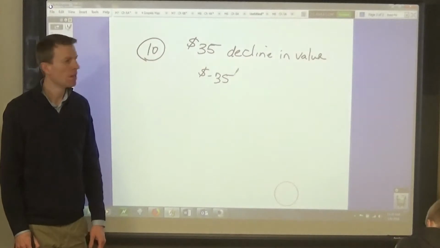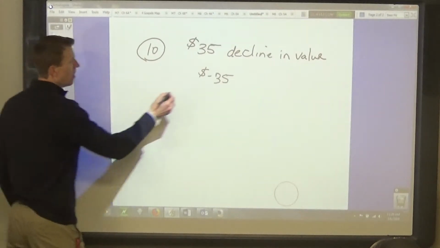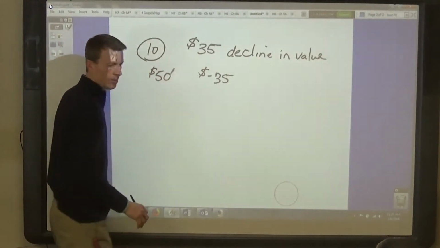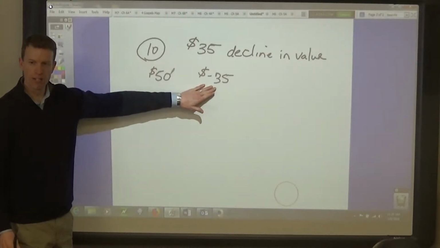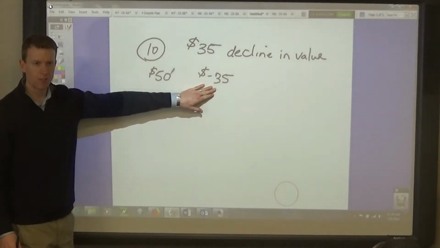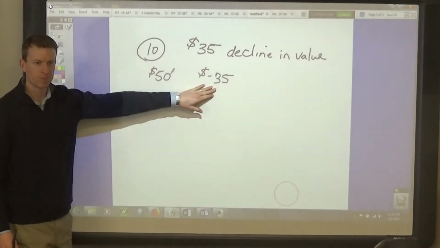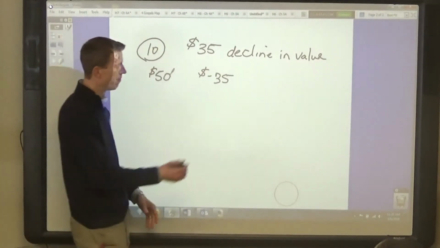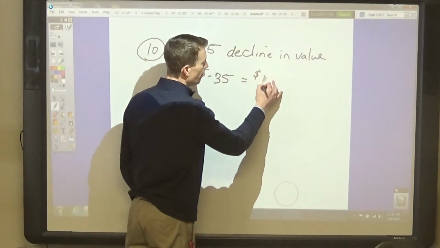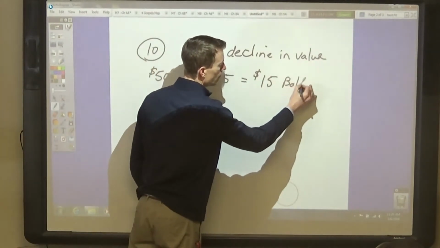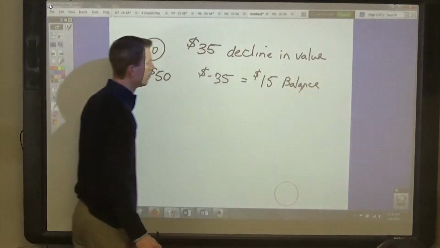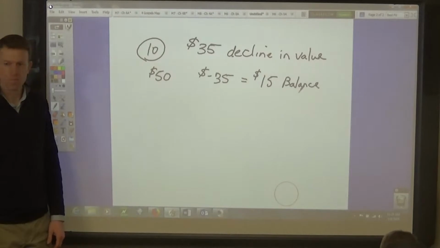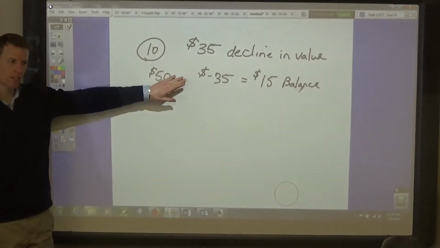So that means that if you were starting at $50, let's just say, and then you had a loss of $35, how much do you have left, Tyler? $50, and then you had a loss of $35, you have $15 left. So your balance is 15. That's what that means. Any questions on that?